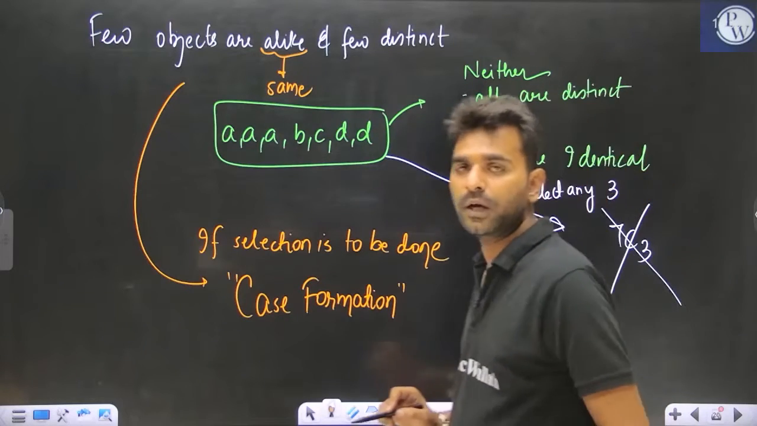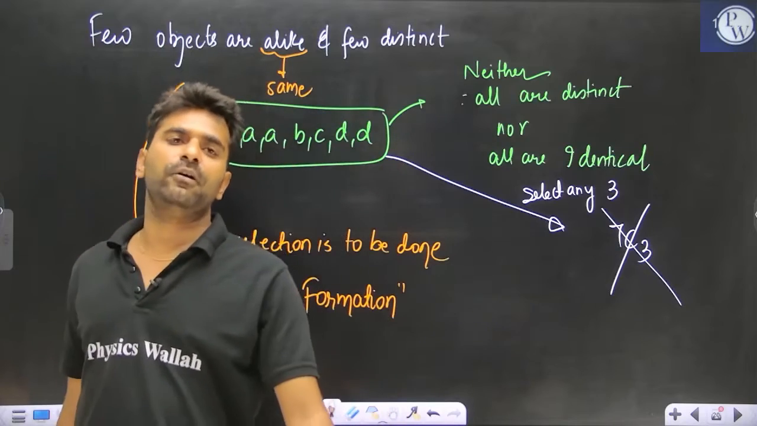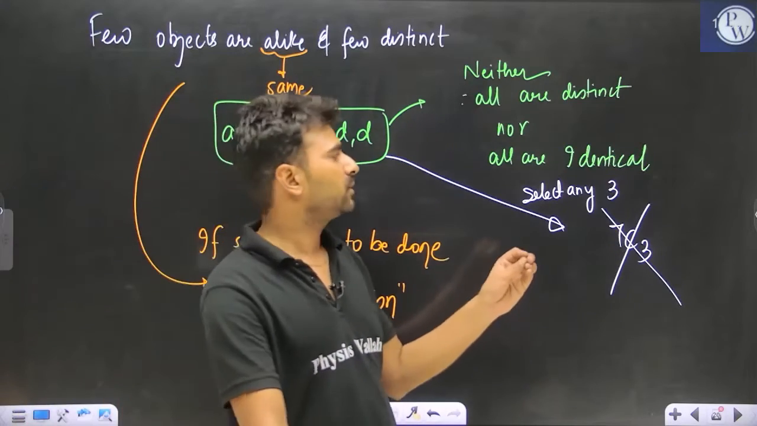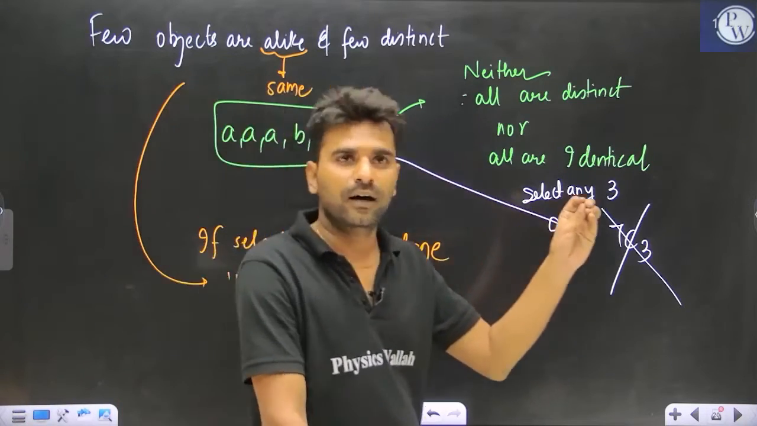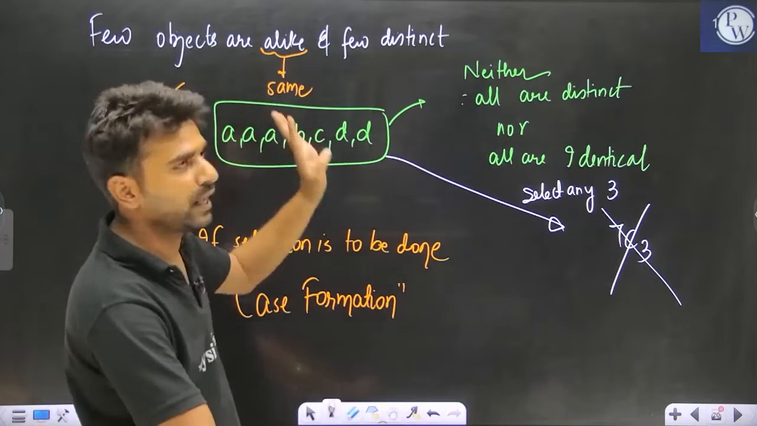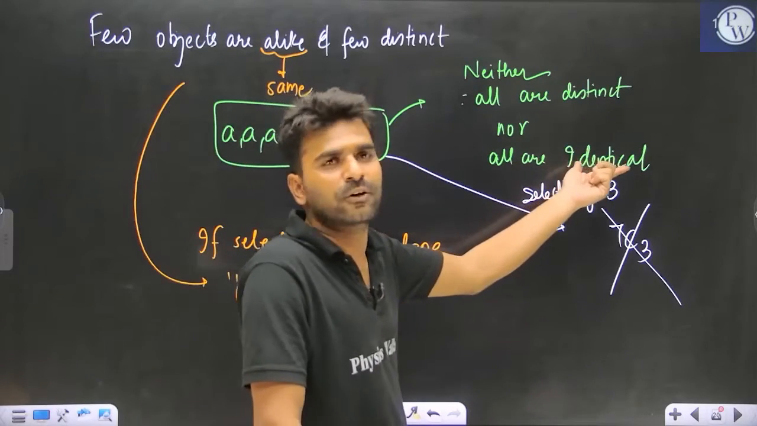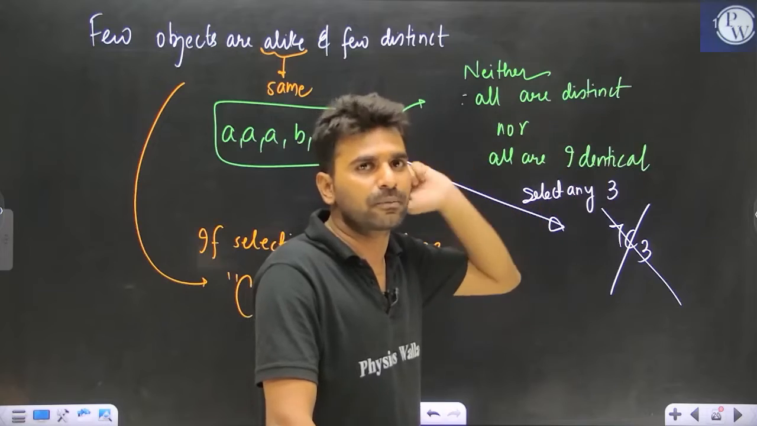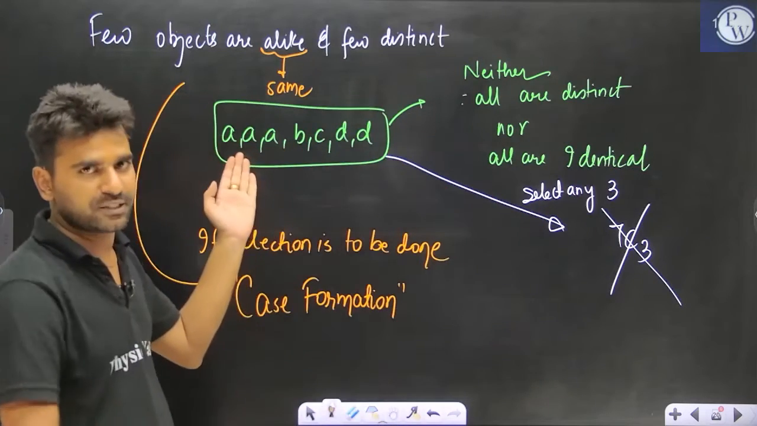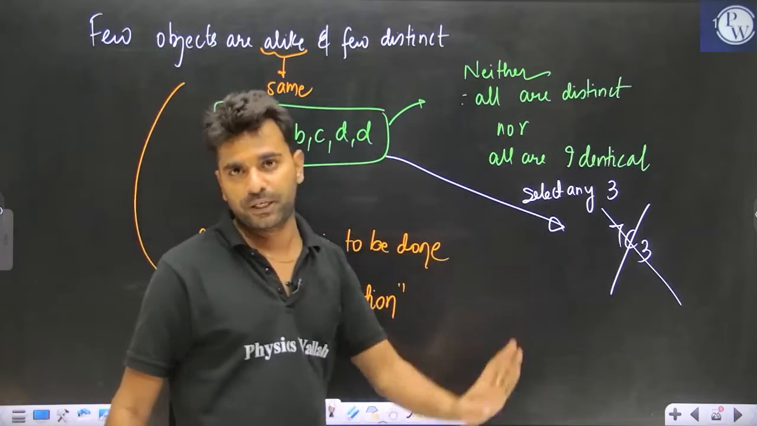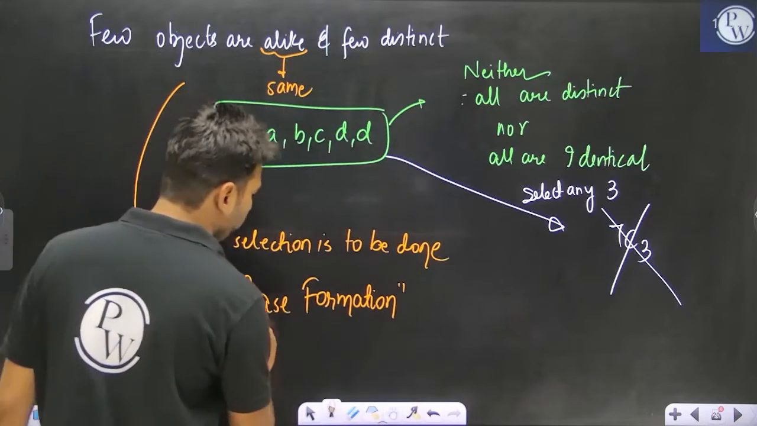That will be wrong, because you cannot apply the NCR formula in the case when the objects are few distinct and few alike. Because we know that in the case of identical objects we cannot apply NCR. Over here few of the objects are identical, right? So we cannot apply this formula. So rather here what we do is we do case formation.